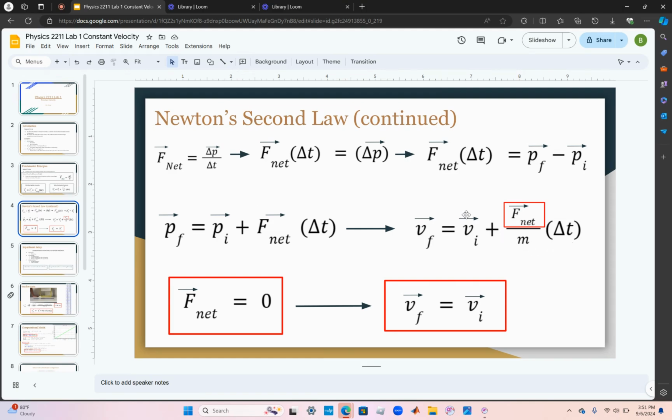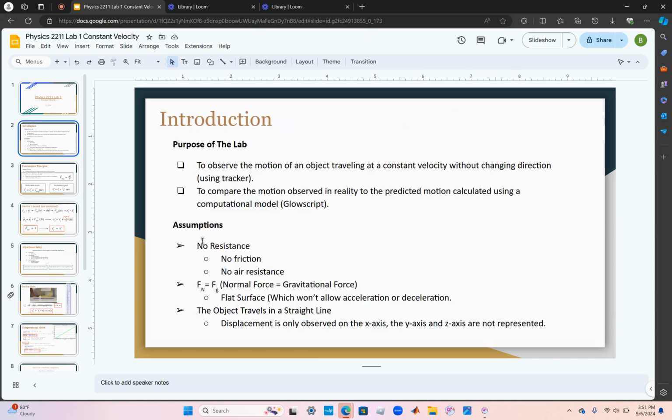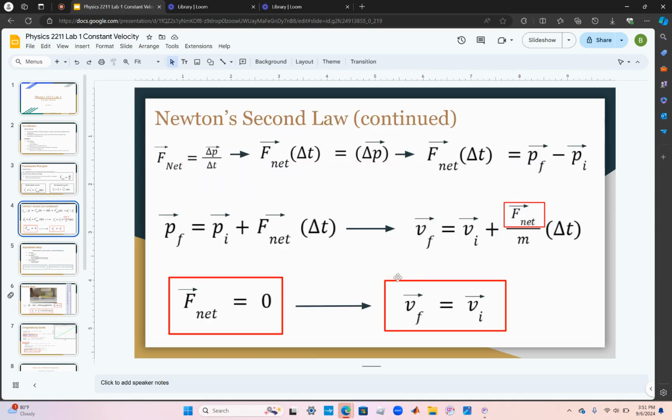Now, of course, we are assuming that there is no net force, as we said earlier, with no resistance, and that the normal force equals the gravitational force. And with this whole term becoming zero, we can then assume that the final velocity is equal to the initial velocity.